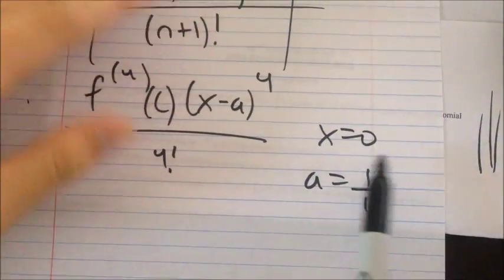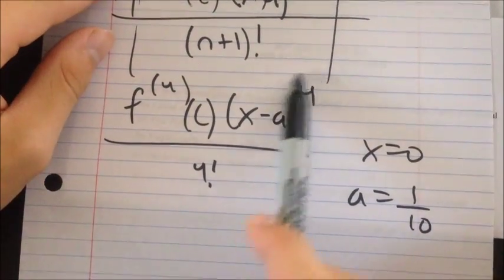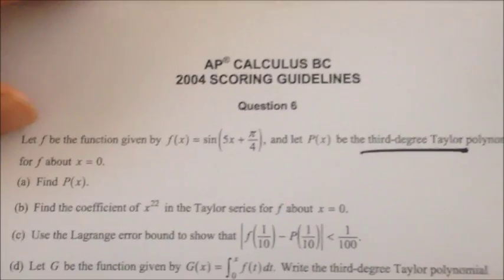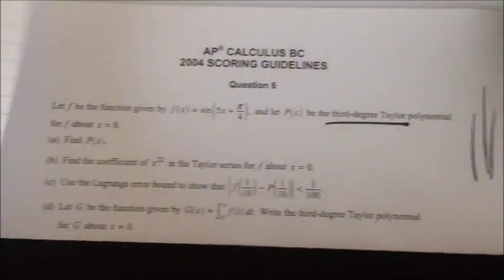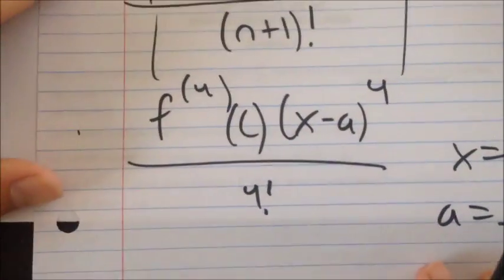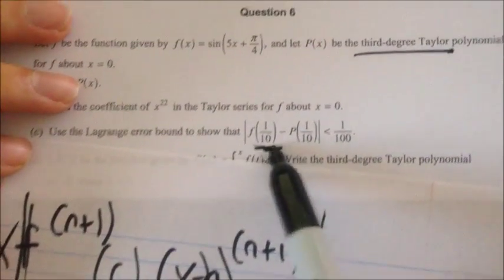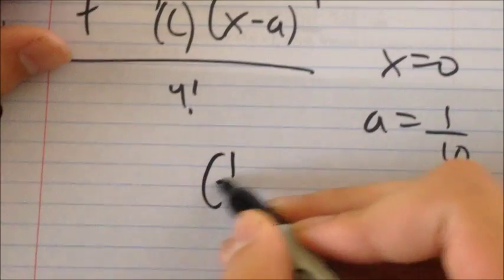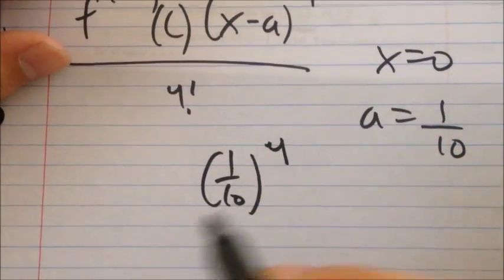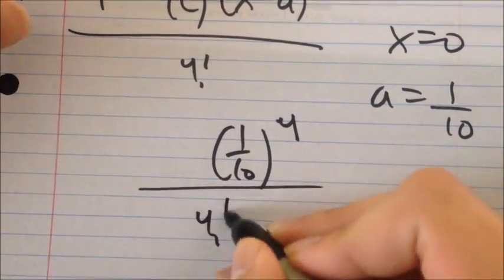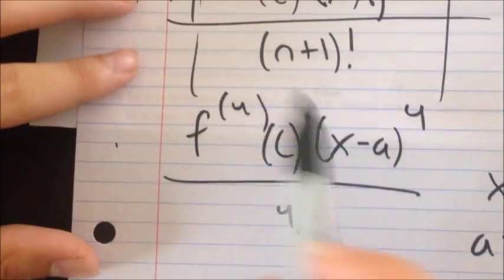In this case, x equals 0, a equals 1/10, and the next term is 4, because if you remember what p of x is, it is a third degree Taylor polynomial. So the next term would be the fourth. Again, x equals 0, a is 1/10, and it will be 1/10 to the fourth power. We can ignore the negative sign because it's to the fourth power, and it's an error. Probably the most tricky part is the max of the fourth derivative.